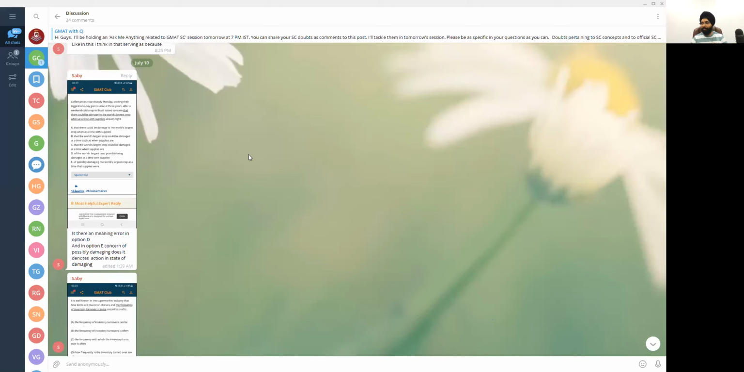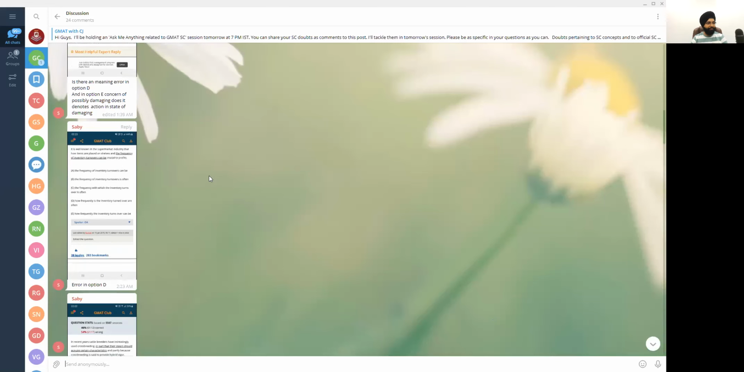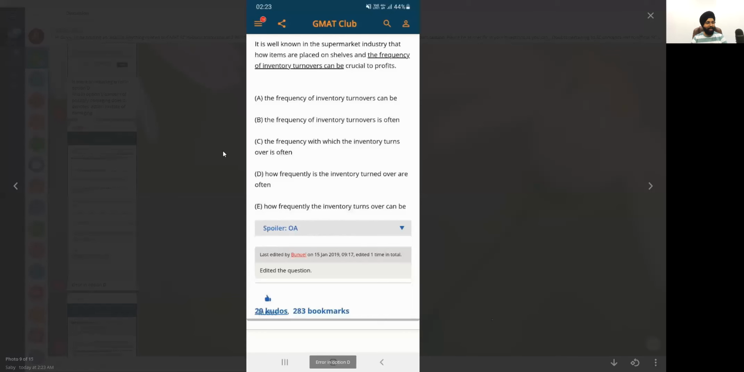Okay, this is a clause. From "after" to "concern", and then we have a modifier for "concern". So you can say till the end of the sentence, it's just an "after" clause, right? Okay. So I'm just moving ahead, because we have a few doubts and we have limited time.